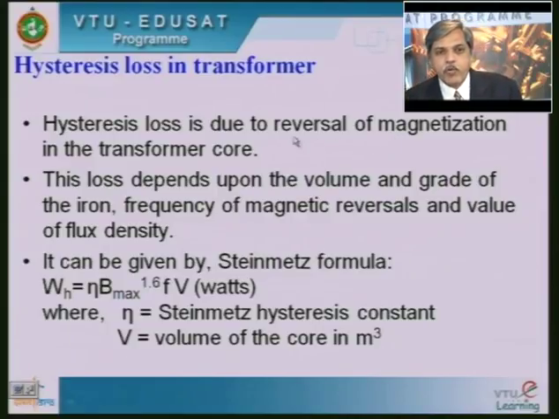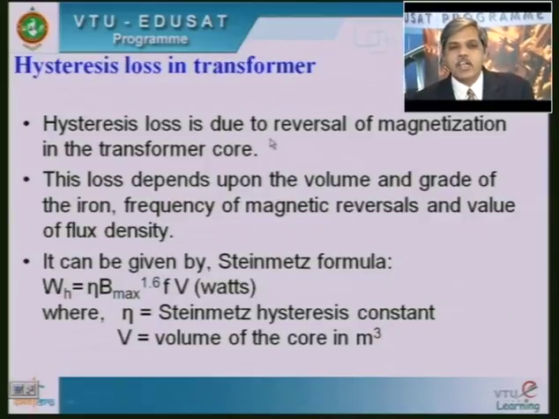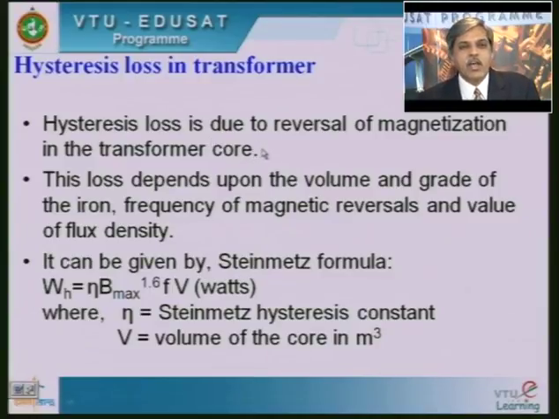So, whenever you have this reversal of magnetization, there will be hysteresis loss, because the core is continuously subjected to reversals of magnetism. So, that core will definitely show a property called hysteresis. The only thing is, to minimize the loss, I need to select a suitable material which has a narrow hysteresis loop, which means the energy wasted during the flux reversals in the magnetic core will be minimum.